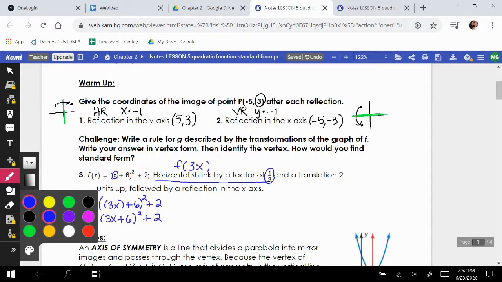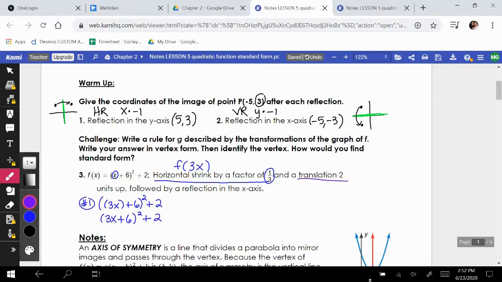Then I do a translation 2 units up. So number 2 is a translation 2 up. Because it's vertical movement, I'm just going to put the +2 outside of parentheses. So for number 2, we'll have (3x + 6)² + 2. Then I put the +2 outside parentheses. So it becomes (3x + 6)² + 4.